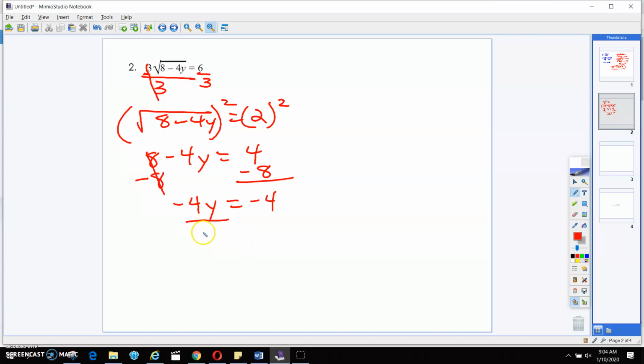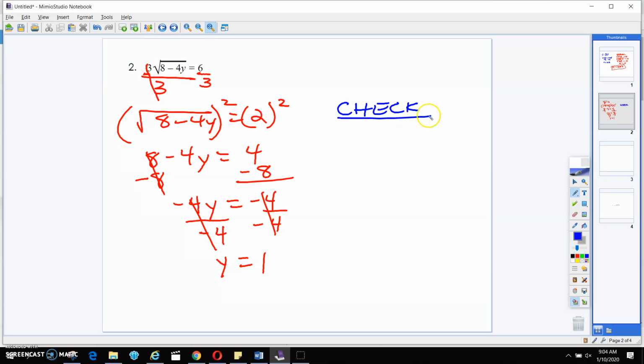We're going to divide by negative 4 on both sides. So y is going to equal positive 1. So that was step 3. And now we're going to do step 4, which is to check it.